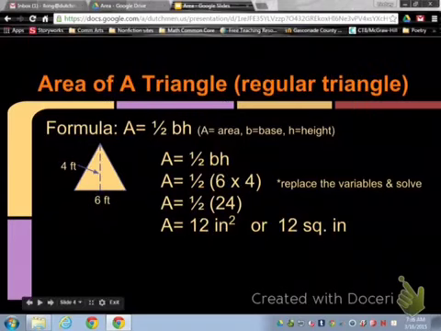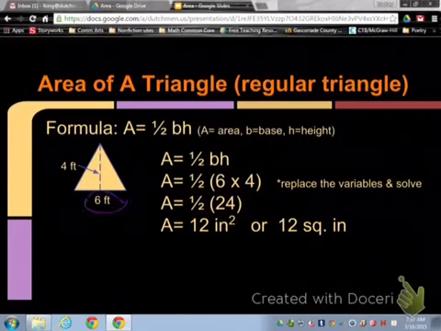The next one is the area of a triangle again, only this is everything but the right triangle. So, once again, A is area, B is base, H is height, and our formula is the same, 1/2 base times height. For this one, our base, once again, is at the bottom, and our height goes from the top of the triangle to the bottom. So, you see that being shown with a dotted line.